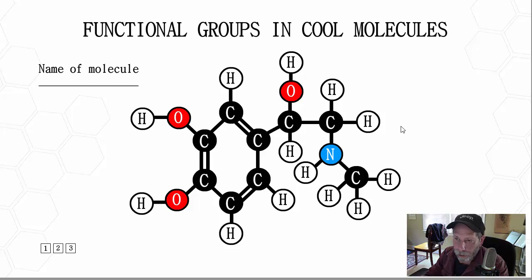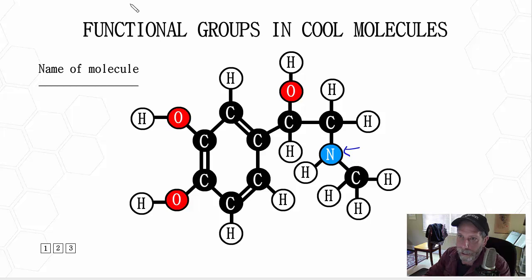We have another molecule here, again, carbon in black, oxygen in red, and hydrogen in white, making the correct number of bonds. But we also have a new atom here, right there. And we have nitrogen in blue. Nitrogen makes 3 bonds, so it's 1, 2, 3. All right, so let's go ahead and identify the functional groups in this molecule.